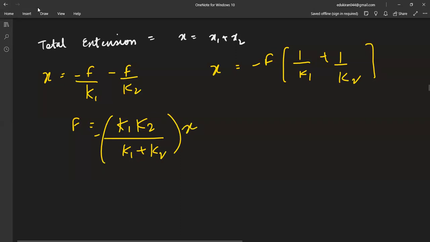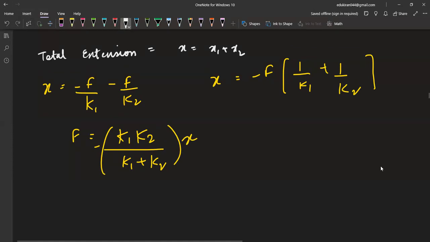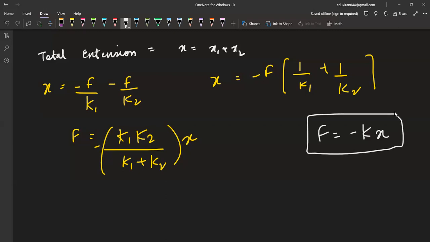Now look, is it similar to the equation I have told you, F is equal to minus Kx? Harsha, answer one thing. This is the general equation of SHM. In this equation, what is K? Spring constant. It's the spring factor. That's what I wanted to tell you.